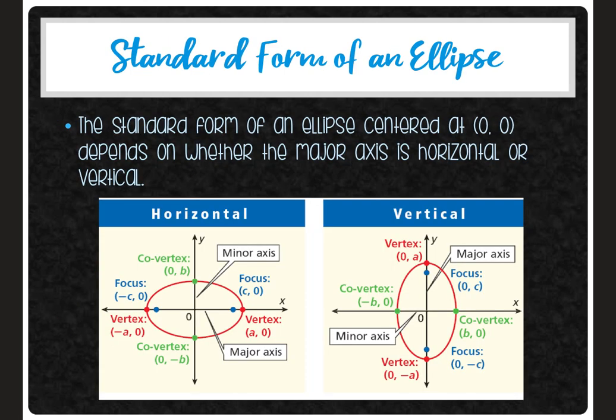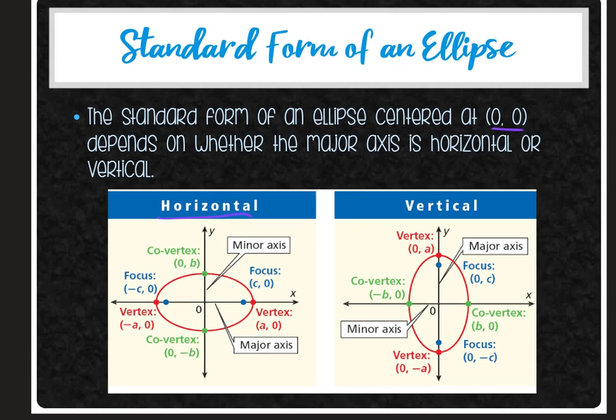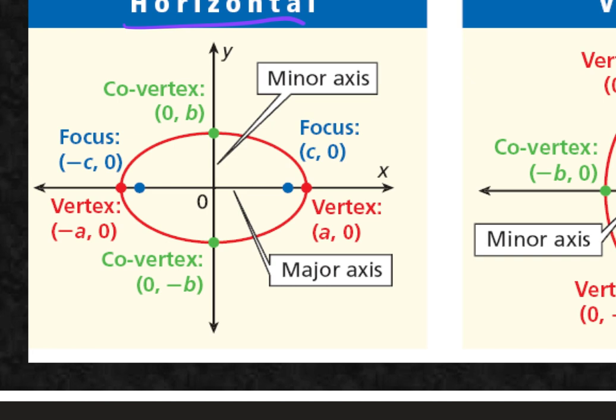All right, so standard form of an ellipse, okay? Centered at 0, 0. If my center's at 0, 0, and it's a horizontal ellipse, then this is what we just looked at. Our vertices are right and left. Our co-vertices are up and down. Our foci are right and left. Major axis is the horizontal axis. Minor axis is the vertical axis.